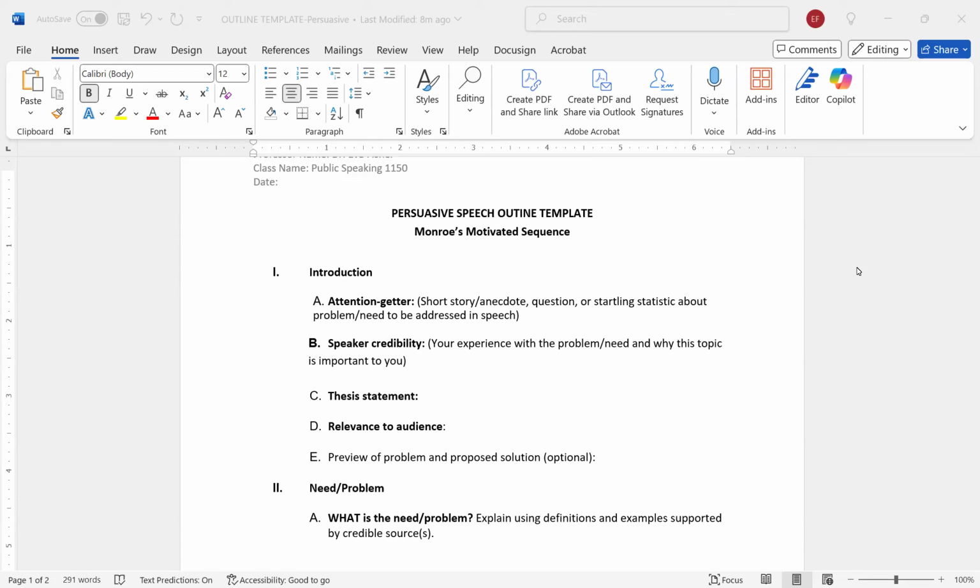Congratulations on reaching your fifth and final speech in the class, the persuasive speech using Monroe's Motivated Sequence. This is a short video just going over briefly how to fill out the persuasive outline template for your speech. Please note that this is not a substitute for reading the instructions for the speech. Please carefully read the instructions so that you understand the requirements for the speech.